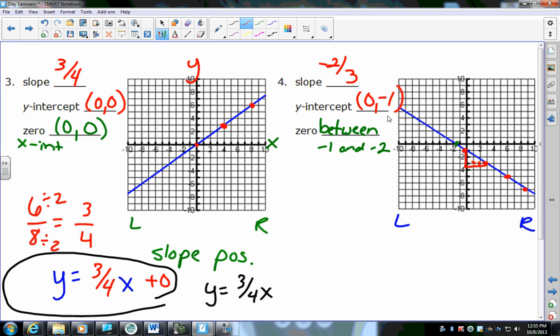So here is my information for my equation. y equals mx plus b. m is the slope, -2/3 x. b is your y-intercept, -1. That should give you your answer for number 4.